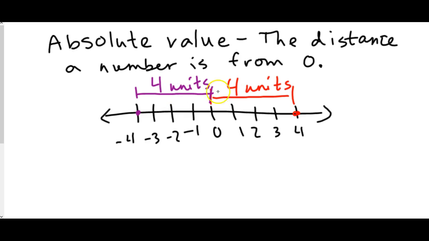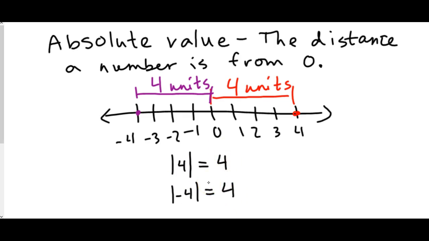So absolute value ends up coming out positive every time. So when you use absolute value, the symbol is 2 bars around the number. So absolute value of positive 4 is 4 because it was 4 units from 0. Absolute value of negative 4 is also 4 because it was also 4 units from 0. So our answers always come out positive.